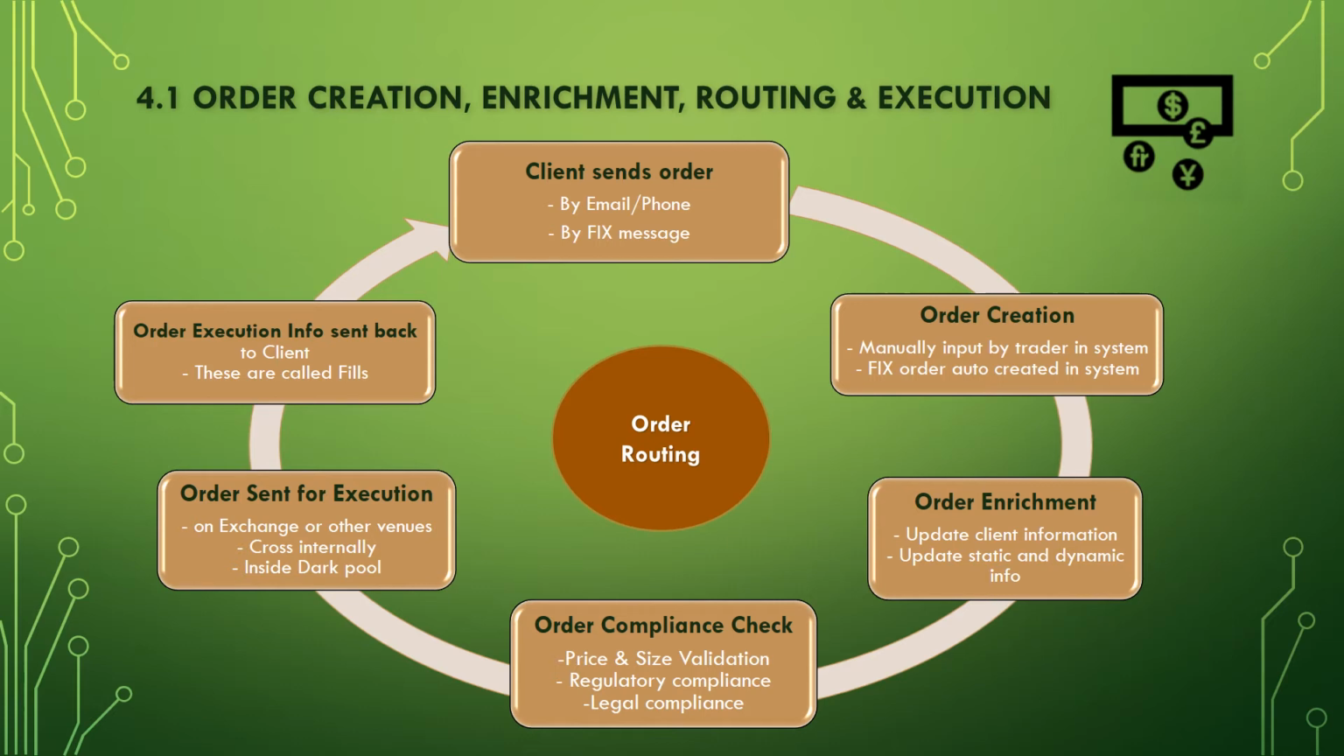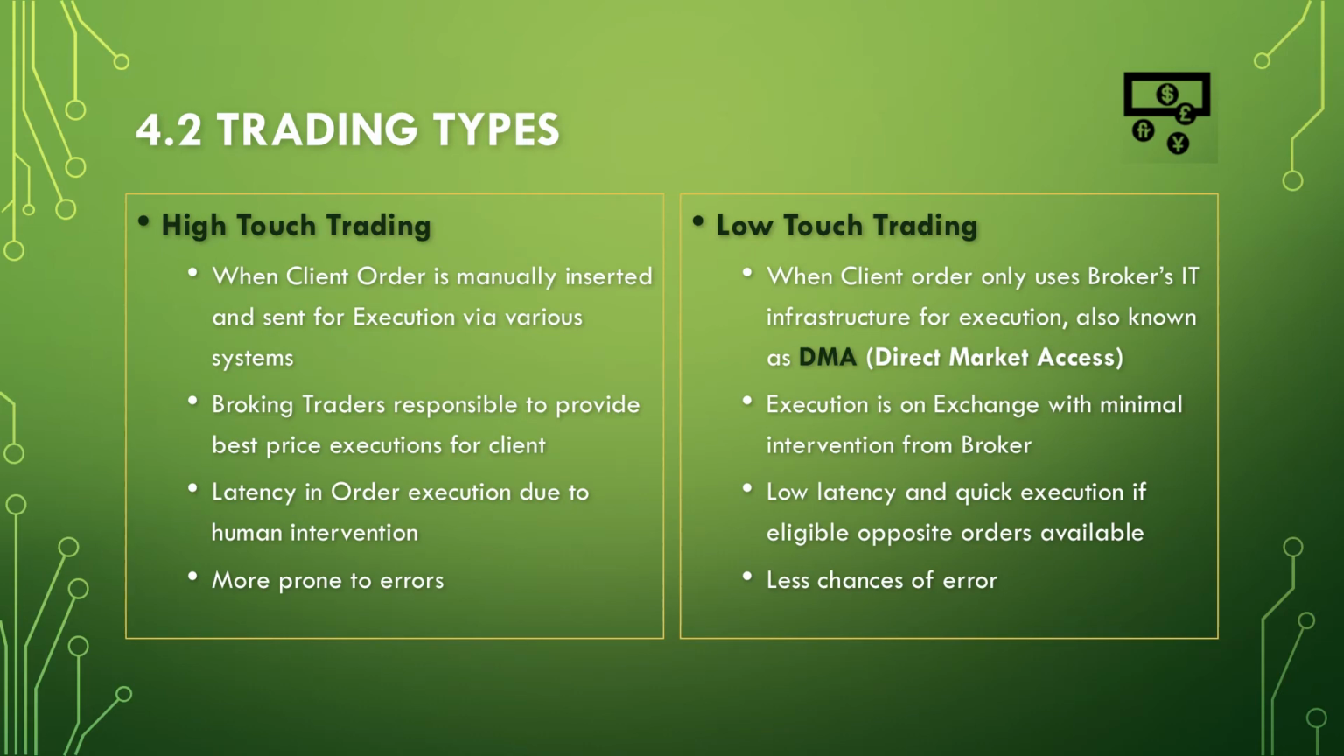Now coming to trading types, depending on how an order propagates inside the system or what is done with an order, it can be segregated into two types. One is a high touch trading and other is a low touch trading. Now when a client order is manually inserted into the system or received via FIX message but sent to exchange or other venues for execution by the trader of that broker, then that is a high touch trading.